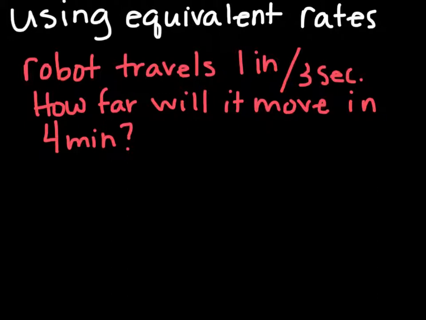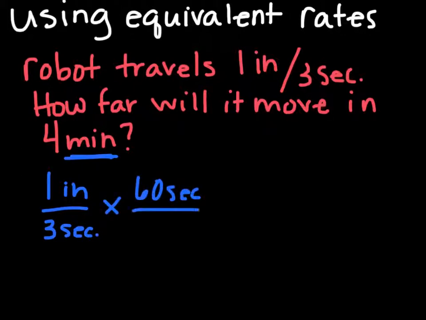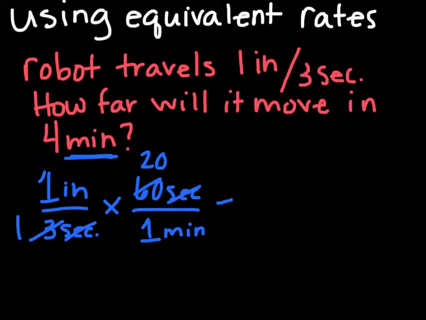So the first thing we do is express the robot's rate in inches per minute, which is 1 inch every 3 seconds. Okay. We need to convert that to minutes, right? Because we want to know how far the robot moves in minutes. So our conversion factor will be 60 seconds in 1 minute, which then we can cross-reduce, dividing each by 3, giving us 1 and 20. The seconds cancel out, giving us an answer of 20 inches per minute.